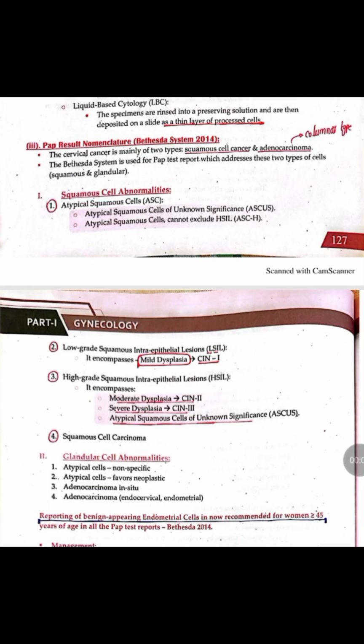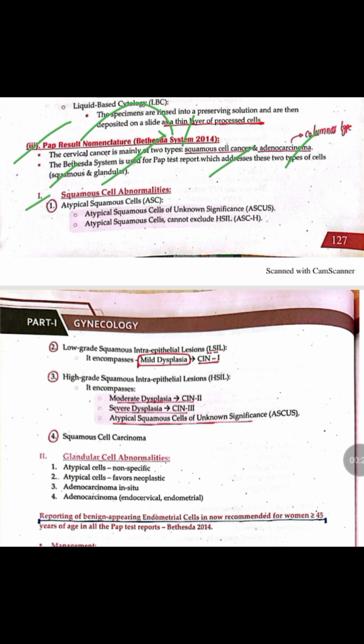Next is the interpretation of the Pap smear. So for the interpretation of Pap smear, we have a specific classification system, that is the Bethesda system. According to this system, the Pap smear result shows two types of cellular abnormalities, that is either squamous cell abnormalities or glandular abnormalities.